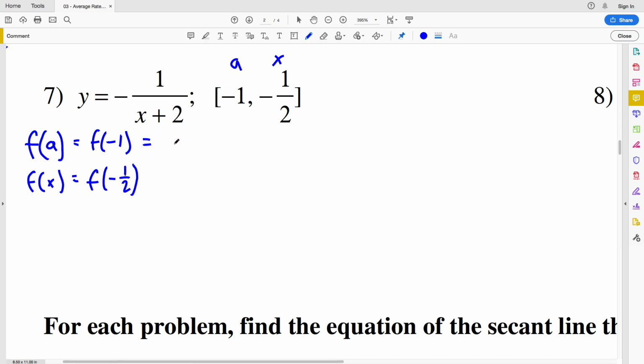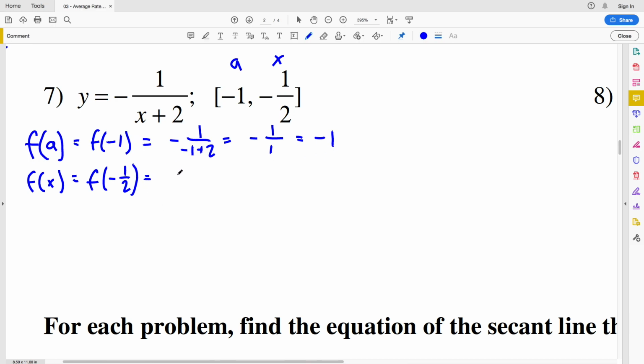So plugging in negative 1 for x, we'll have negative 1 over negative 1 plus 2. That's going to equal negative 1 over negative 1 plus 2, which is a positive 1, so that's equivalent to negative 1. So f of negative 1 is negative 1.